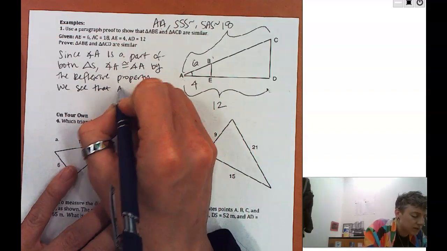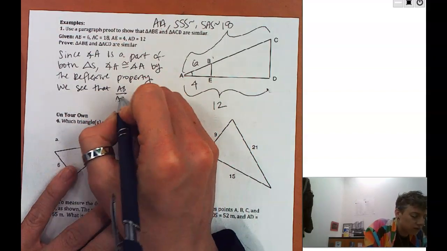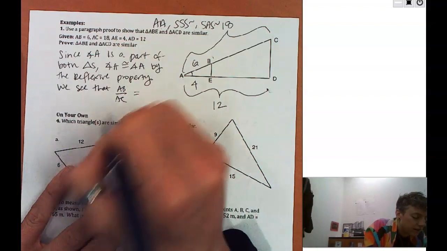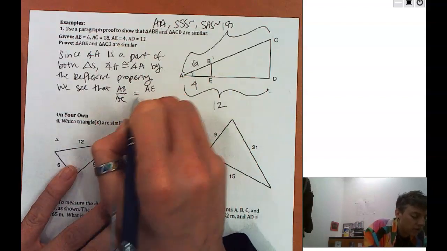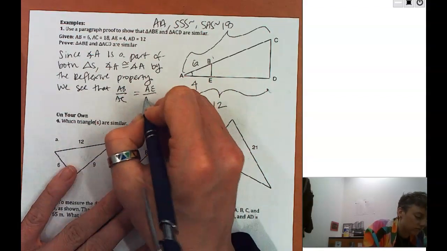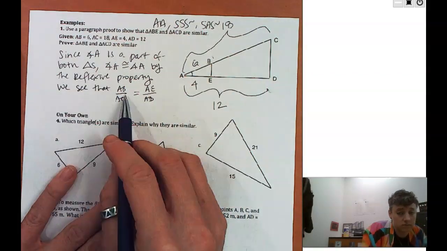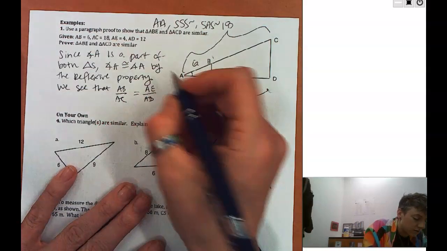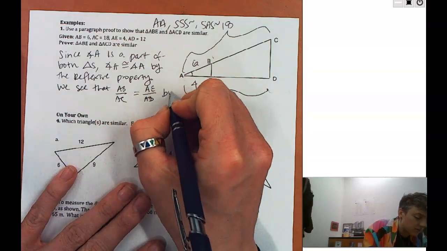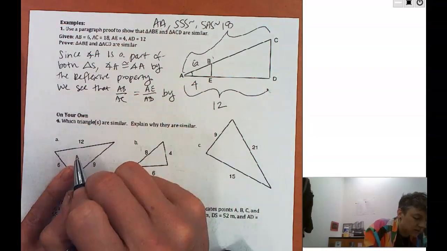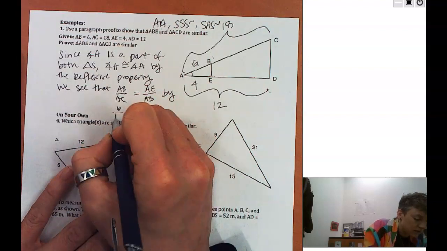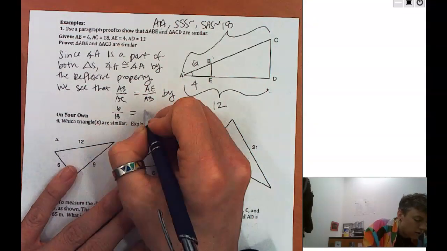AB, which corresponds to side AC in the big triangle, is equal to AE over AD in the big triangle. So I'm going to say we see that that's true. Let's show that's true. What is AB? It's 6. That's 18. AE is 4 over 12.